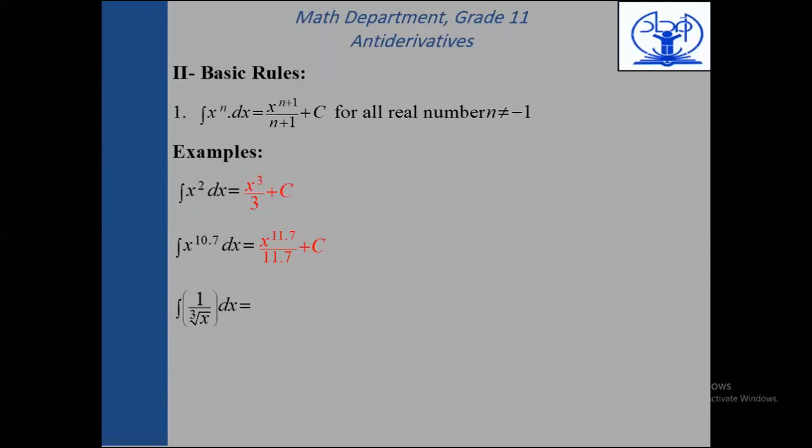It's very important when you're working with integrals or finding the antiderivatives to make sure that the form of the function is matching the rule. I'm talking here about basic rule 1, where the function is in the form x to the n. For sure, not all functions are in the form x to the n. But some functions are clearly in the form x to the n, like x squared, like x to the 10.7.